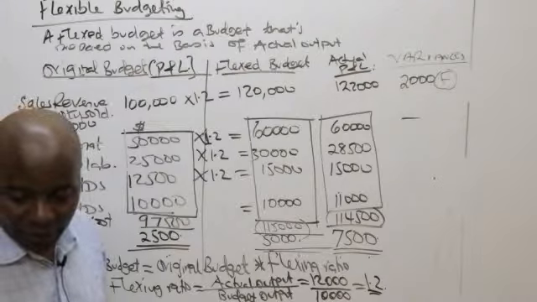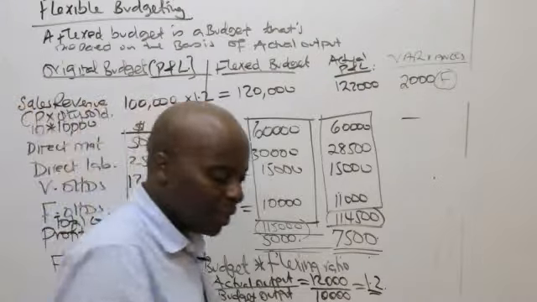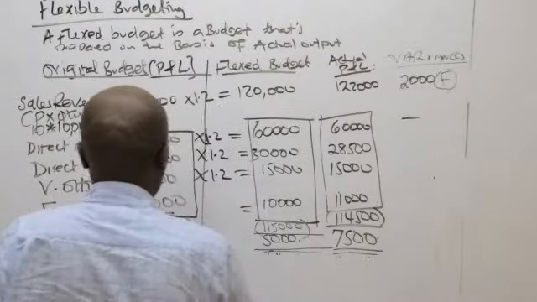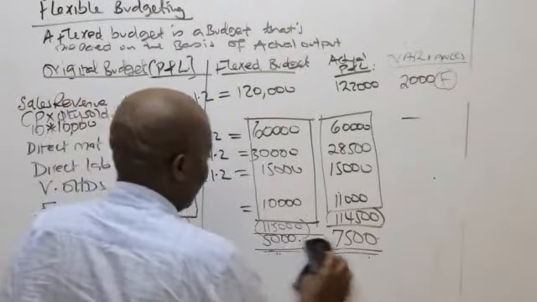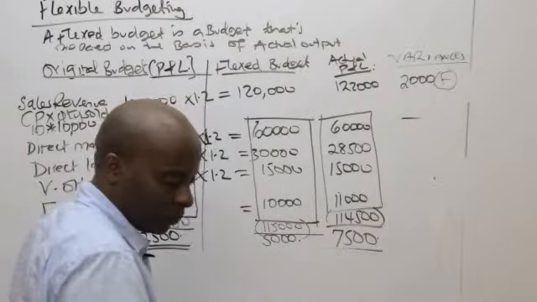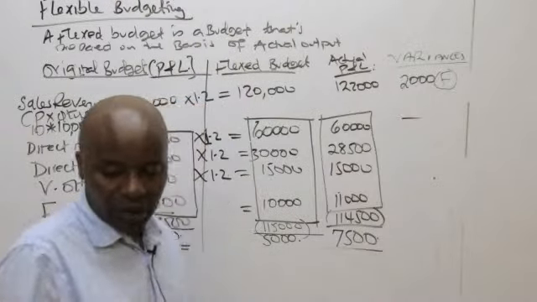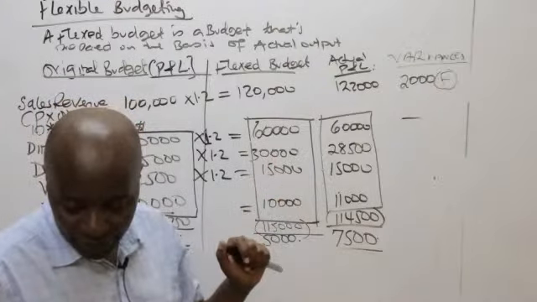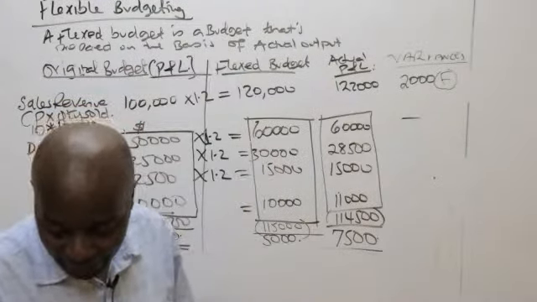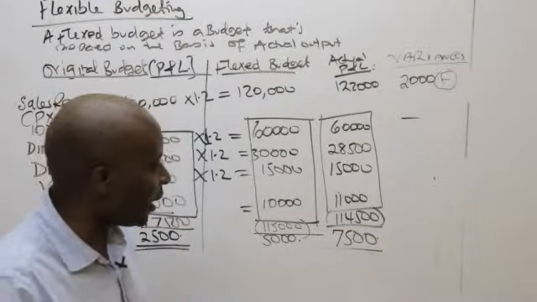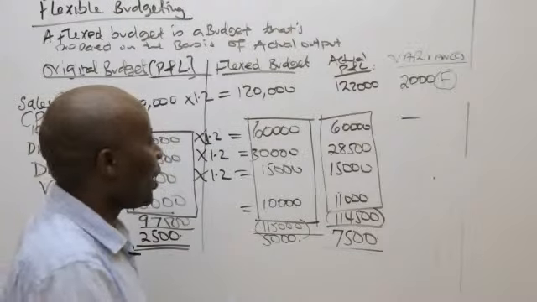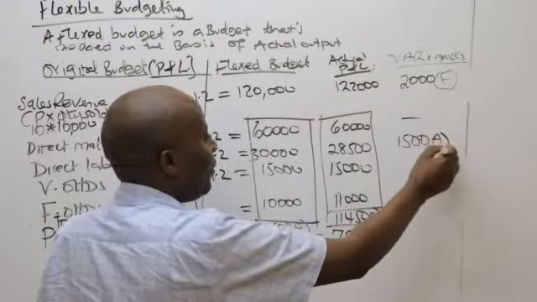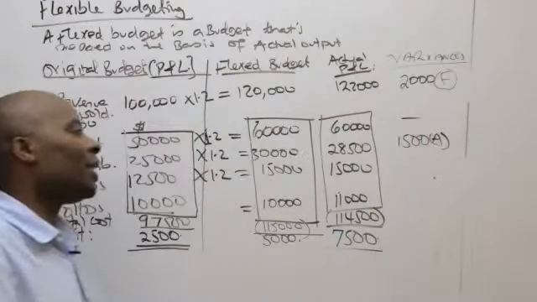$30,000 minus 28,500 will give us what figure, my great friends? 30,000 minus 28,500. 1,500, and I can see Vincent has gone ahead to tell us that this is adverse. So we have 1,500 adverse. Let's see whether it is adverse for sure.